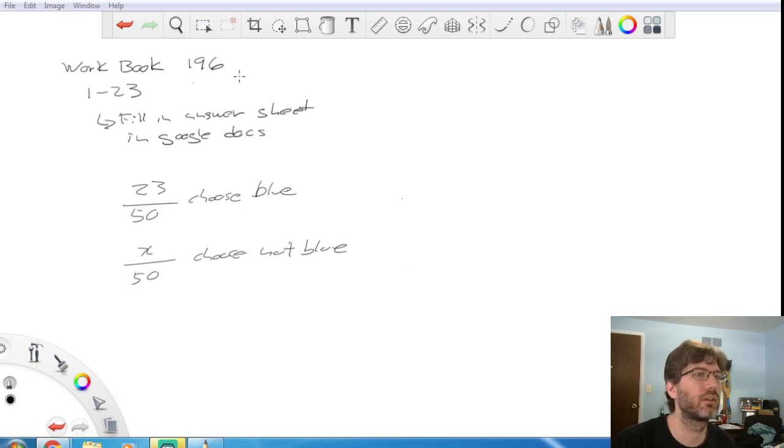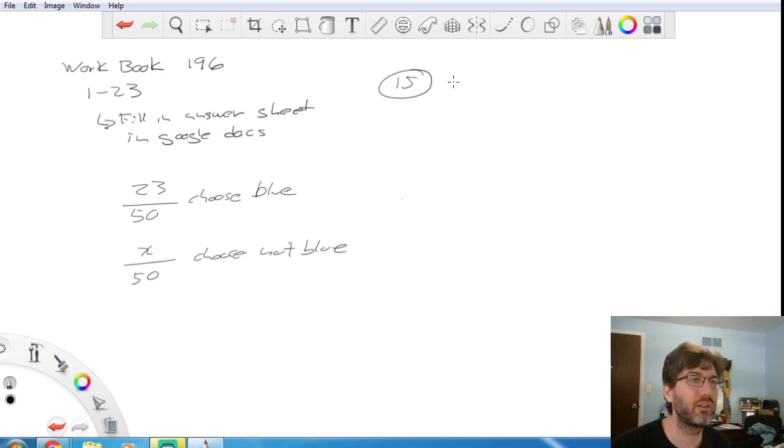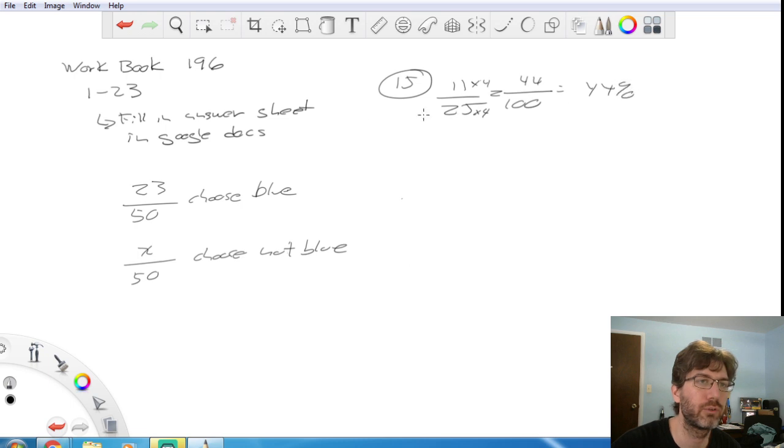15. Fifteen is 11 out of 25. You want that as a percent, Catherine, so you're just going to make it out of 100. How do you get from 25 to 100? Well, 25 to 100, you multiply this by 4, because remember there's 4 quarters in a dollar. Yep, so if you're multiplying that by 4, you're multiplying this by 4, and your answer is whatever 11 times 4 is, which is 44, so this equals 44%.